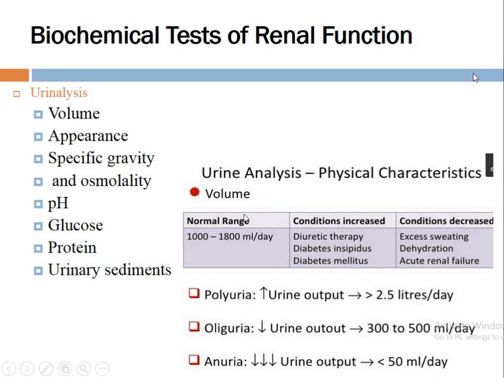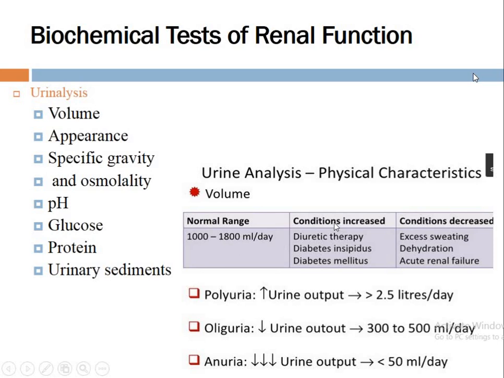Now, coming to the volume, the normal volume is about 1 to 1.8 liters per day. Conditions that can increase urine output can be certain normal physiological conditions, like if you take a large amount of water in a short duration of time, that will lead to water diuresis. So more water will be coming and more urine volume will be there.